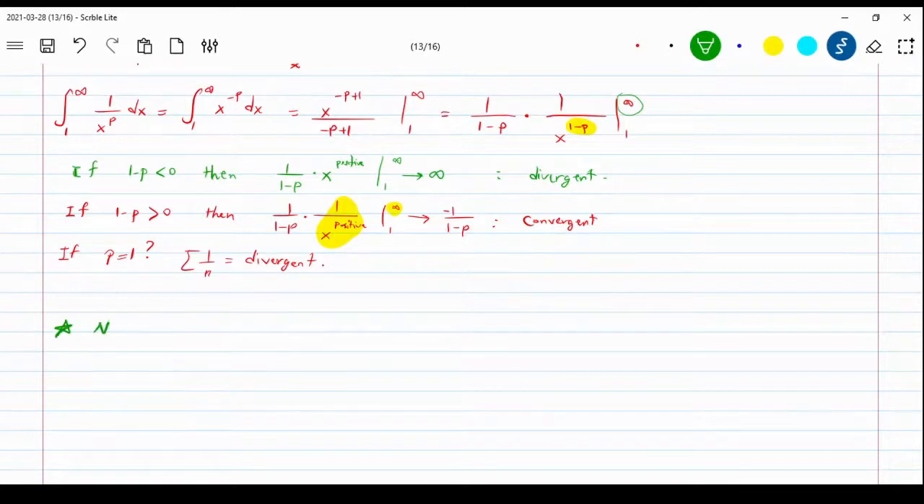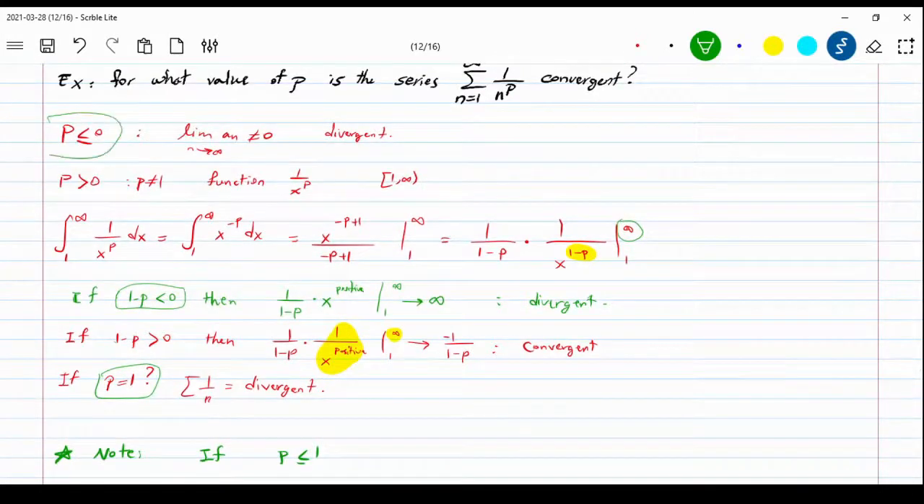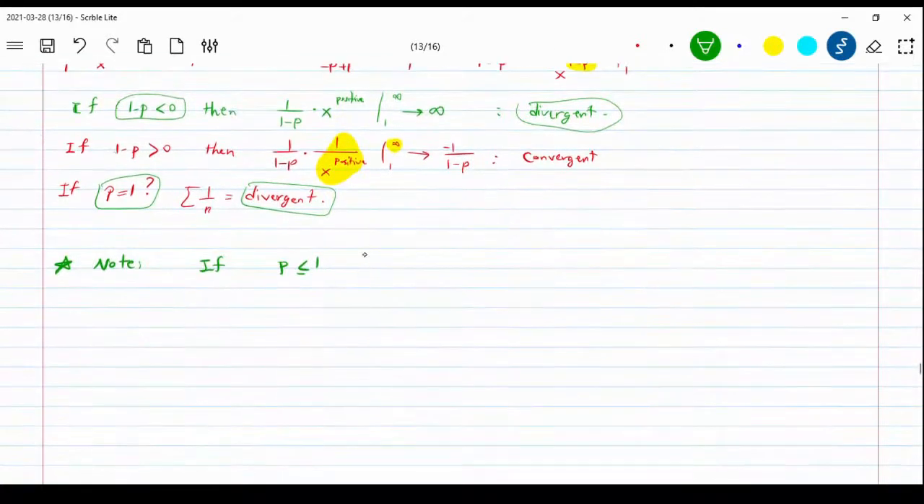maybe note this, it's quite important, if p is less than or equal to 1, because if p is less than or equal to 1, then this term would be negative. That would be this case, and also this case. If that happens, we always have divergent series. If you look at this, they all were divergent series. So if p is less than or equal to 1, then the summation of 1 over n to the power p is divergent.